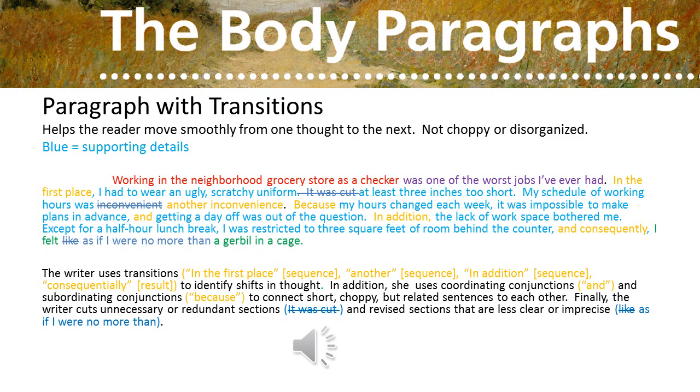Now suddenly we've taken two choppy sentences, combined them, and we've added variation. My schedule of working hours was, again, another inconvenience, instead of just saying it was inconvenient. The previous one, I believe, said my hours changed each week. It was impossible to make plans in advance. Getting a day off was out of the question. Very choppy. Take those three sentences and combine them.